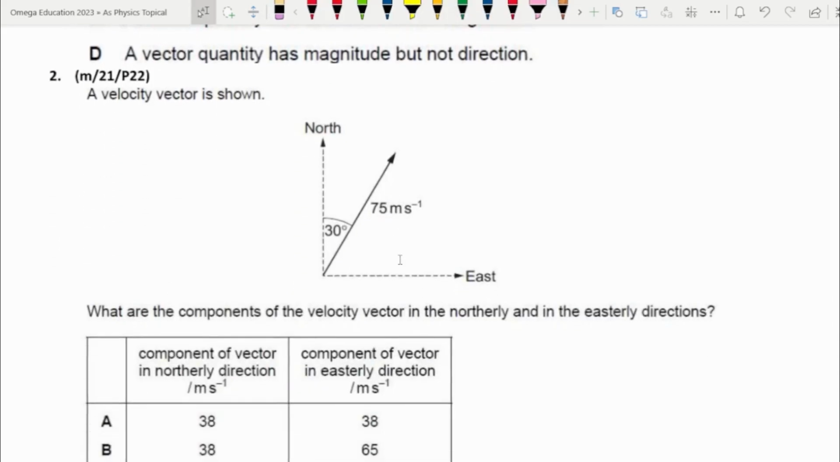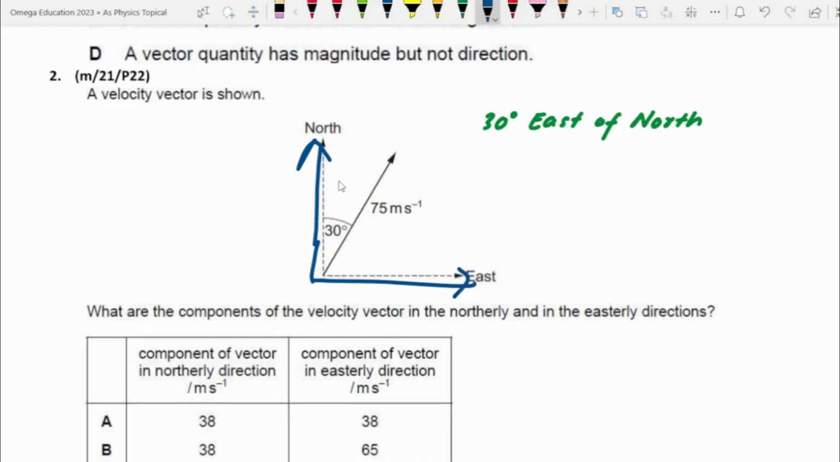So let's say here we have the second one. You're provided with a vector. It is a velocity vector of magnitude 75. The direction is 30 degrees from north. What are the components of the velocity vector in the direction of north and in the direction of east? So kind of an easy one. In the direction of north would be this component, and in the direction of east would be this component.